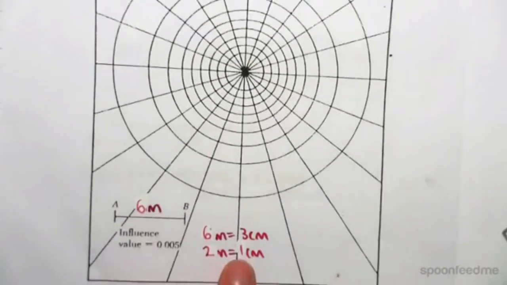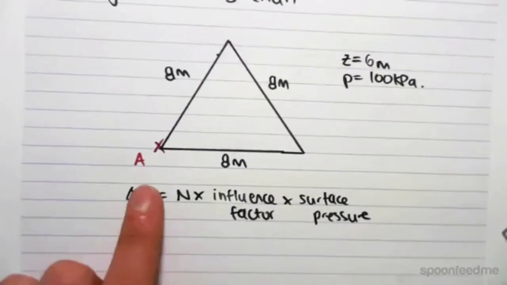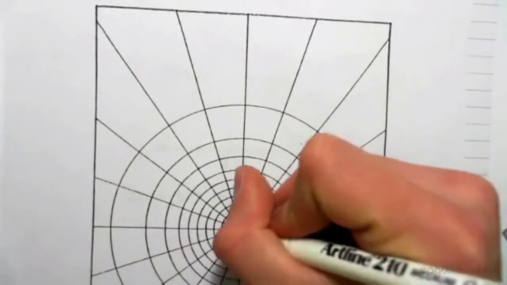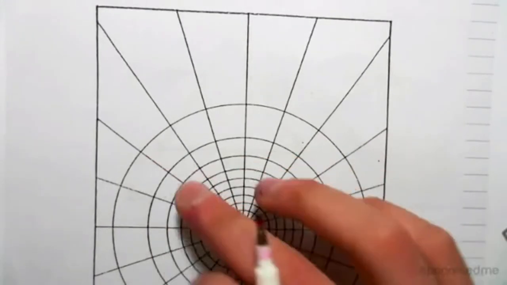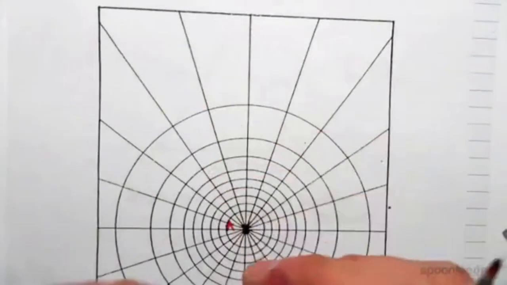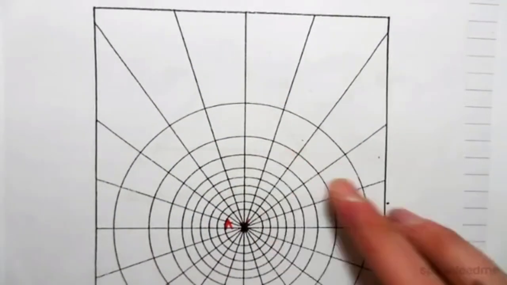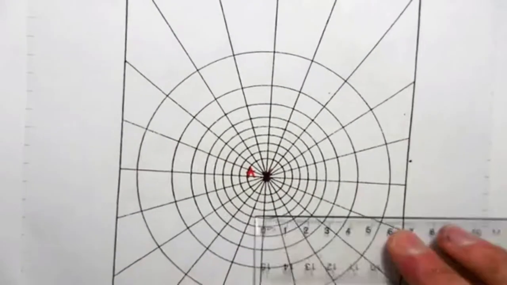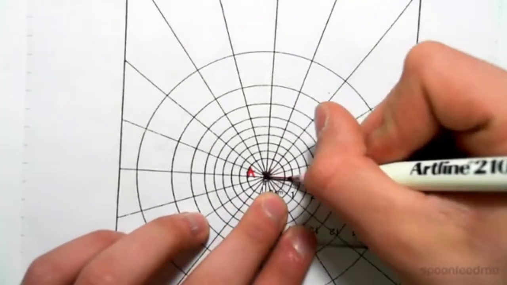We have a scale of 1 centimeter equals 2 meters, and we want to put the point we're interested in, so point A, at the center. So here's point A. Once again, we can draw this off in any direction. It doesn't matter because it's radial. It goes out, so it doesn't matter which direction we draw it in. So I'm just going to draw it in this quadrant here. So it's 8 meters. So 1 centimeter equals 2 meters, which means 4 centimeters equals 8 meters. So we're going to come out to 4.